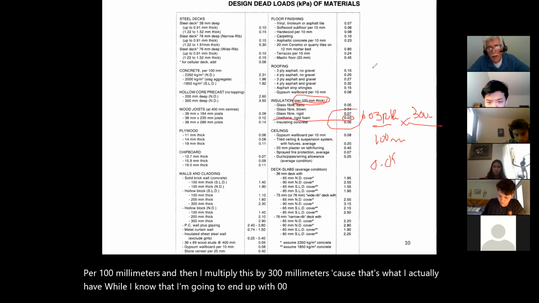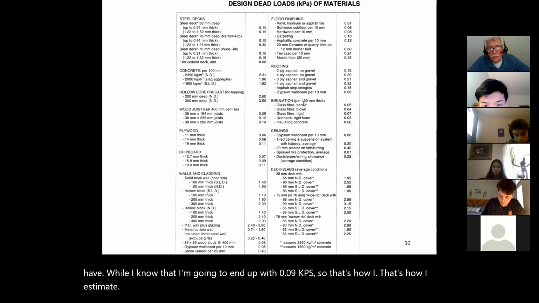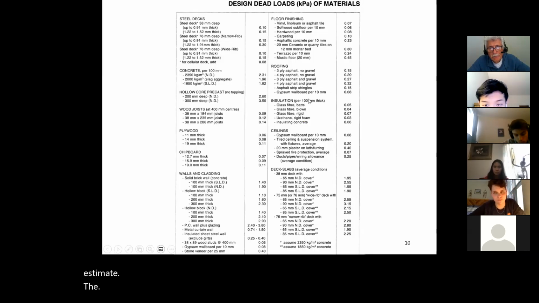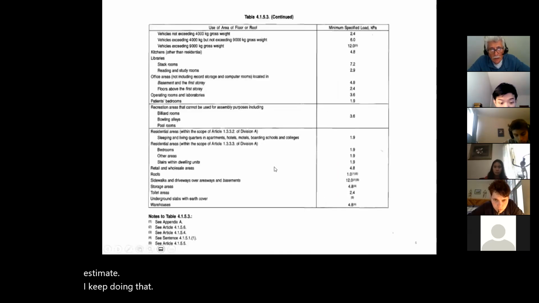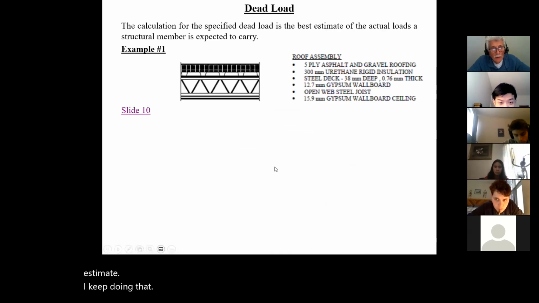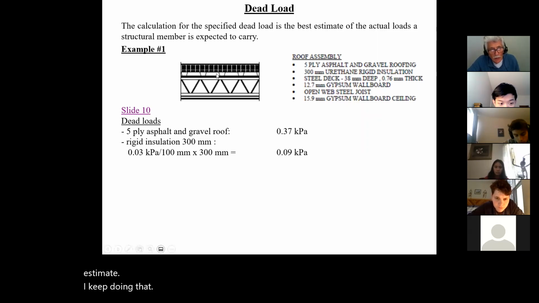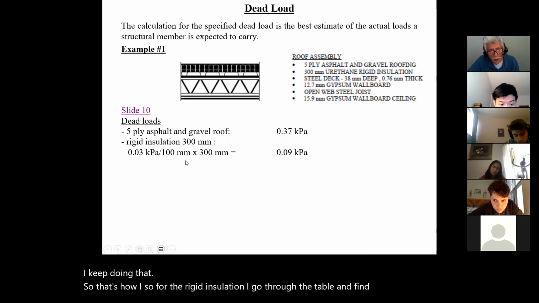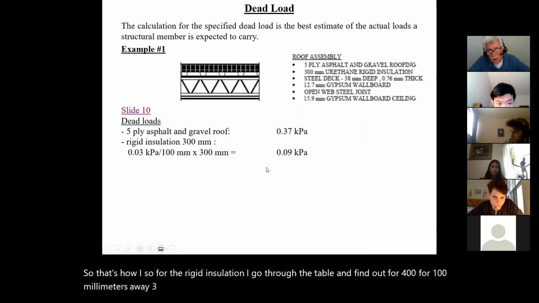So that's how I estimate the. I keep doing that. So that's how. So for the rigid insulation, I go to the table and I find that for 100 millimeters, it weighs 0.3 kPa, and of course for 300, it would weigh 0.9.